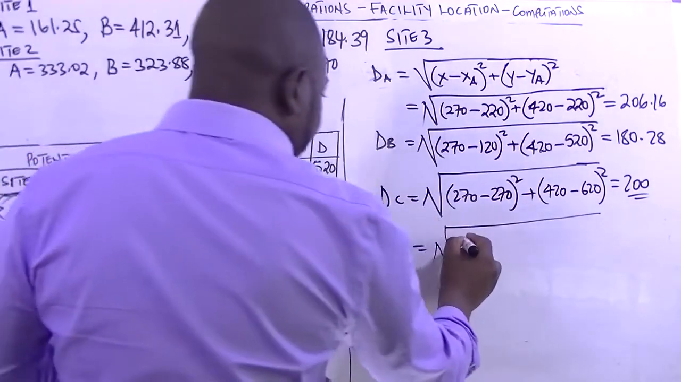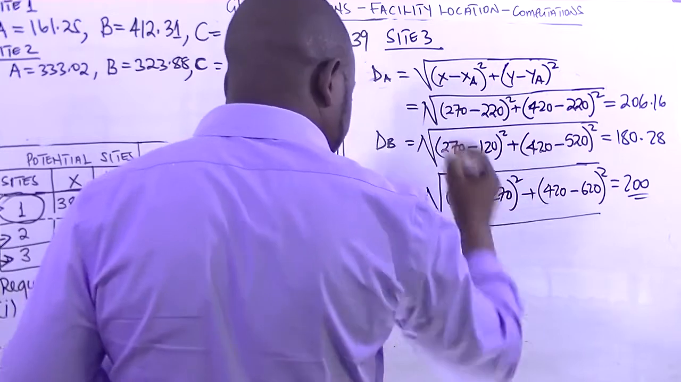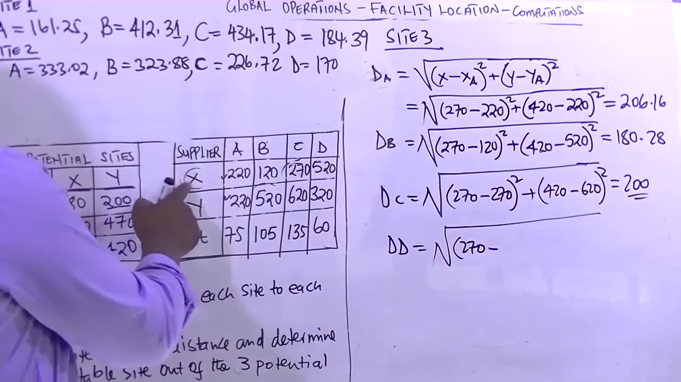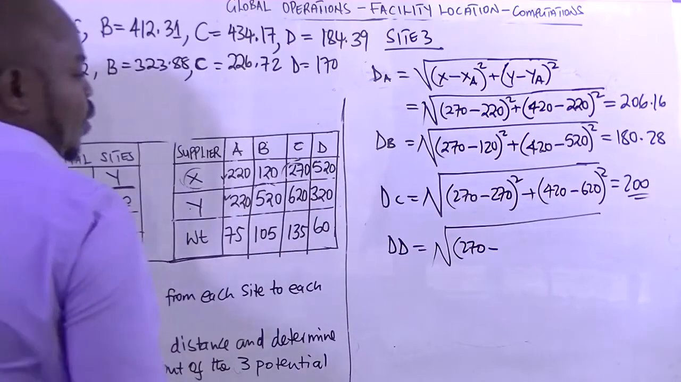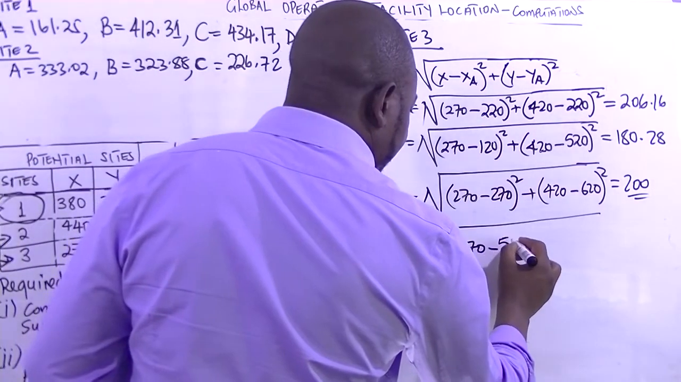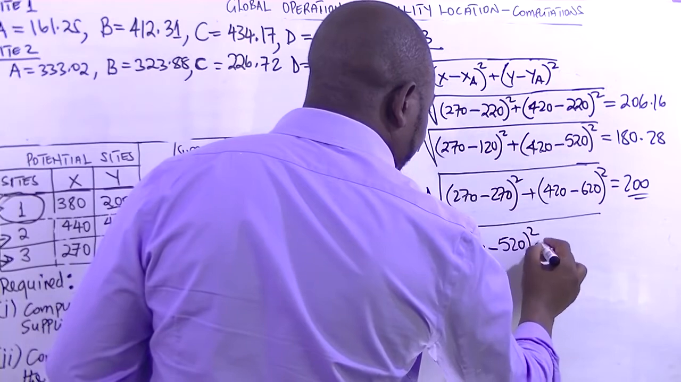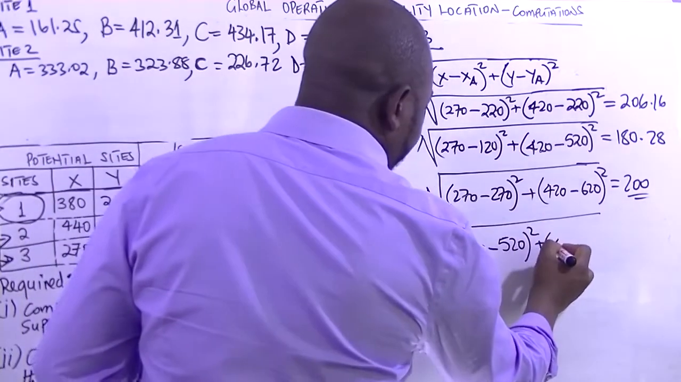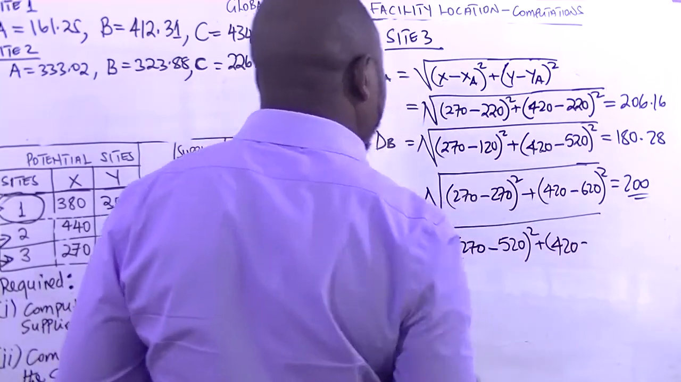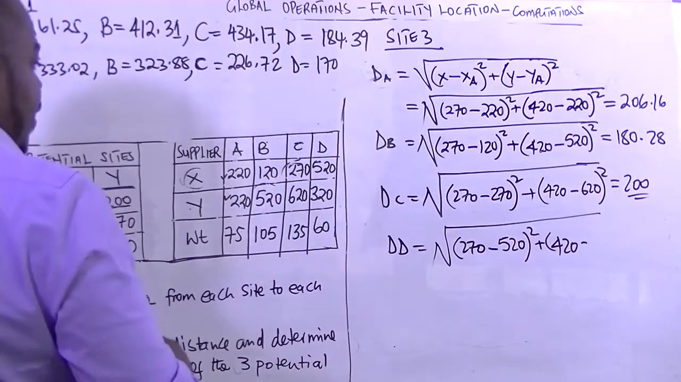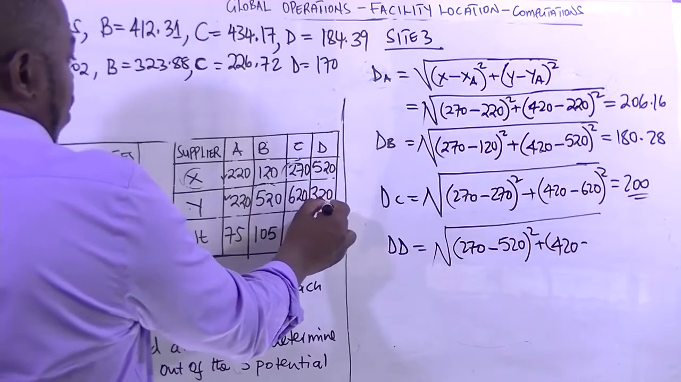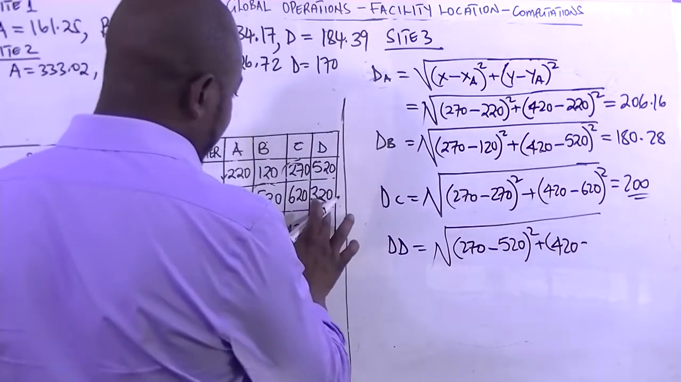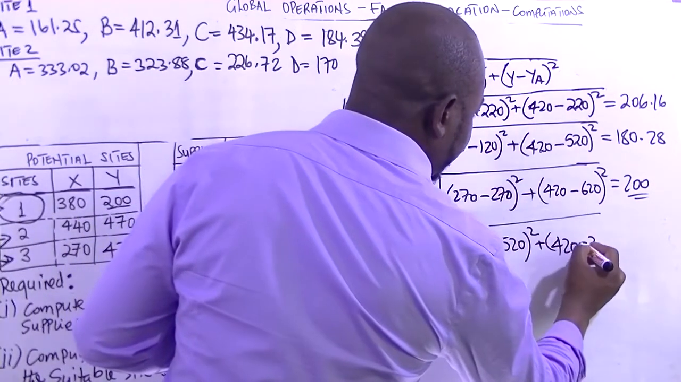So 270 will remain. We know we are still dealing with site 3. And then the D. What's our x for d? Our x for d is 520. And then the 420 will remain. We are still dealing with site 3, and then our y for d is 320. So I have my 320 here.